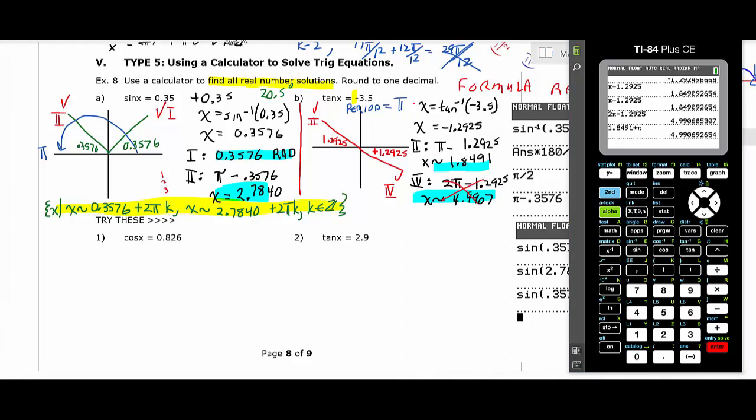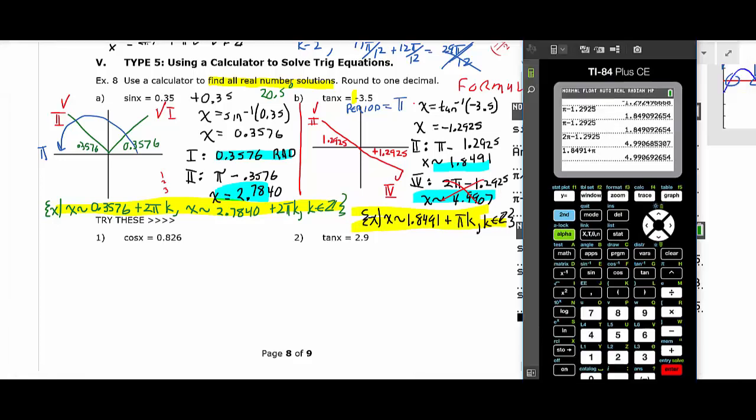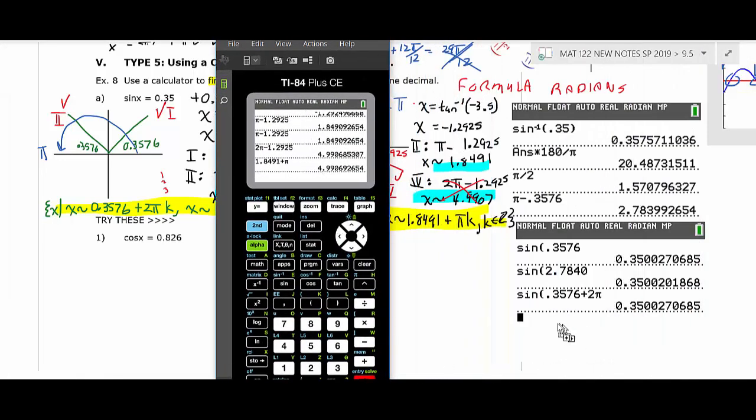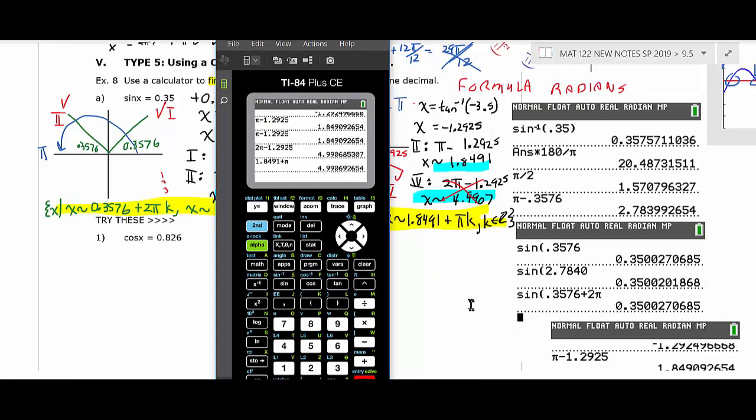So the answer to this problem is simply going to be set of x such that x is approximately equal to 1.8491, and now it's going to be plus pi k, where k is an integer. Okay, and then that will be the final solution to that problem then. Okay, so that's it.